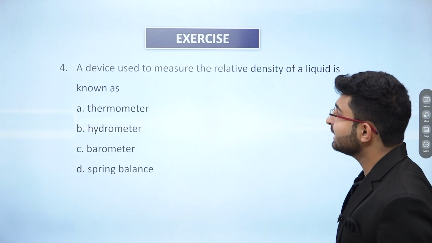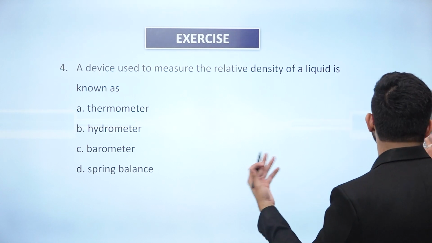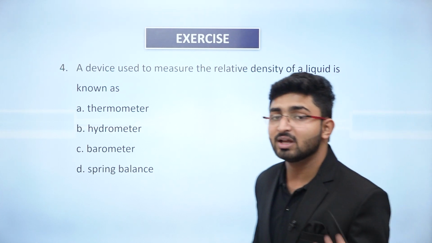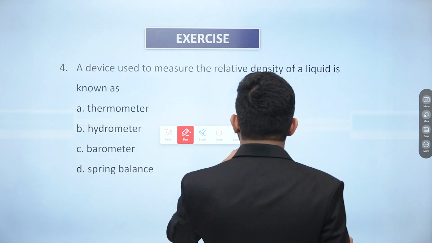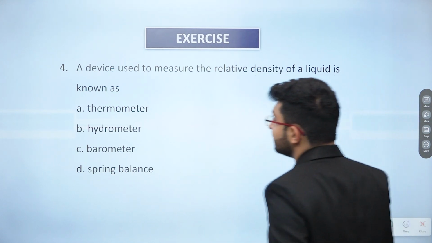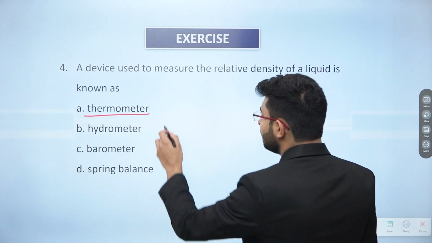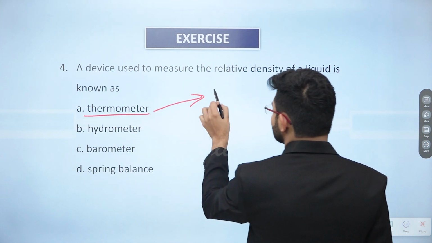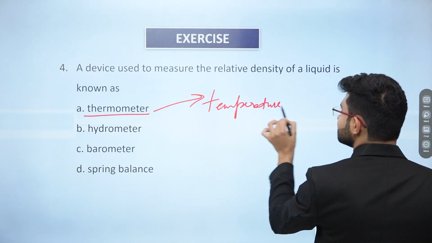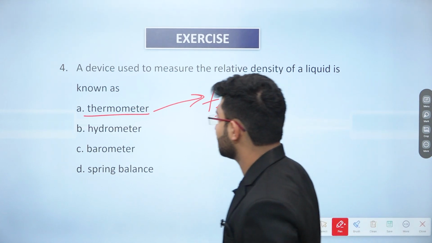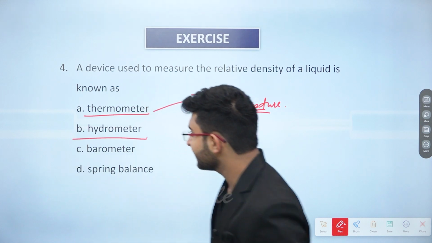Okay, so moving ahead, the next one is: a device used to measure the relative density of a liquid is known as. Now the device which we are using to measure the relative density of any liquid is known as what? Option A is thermometer. No, because a thermometer measures the temperature of the body or any substance or liquid, whatever. Next is hydrometer.